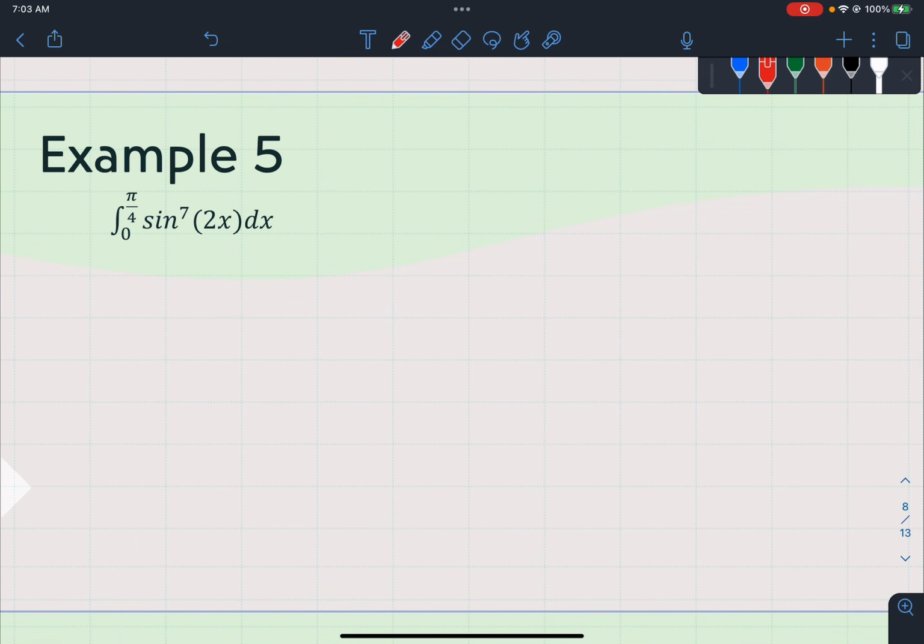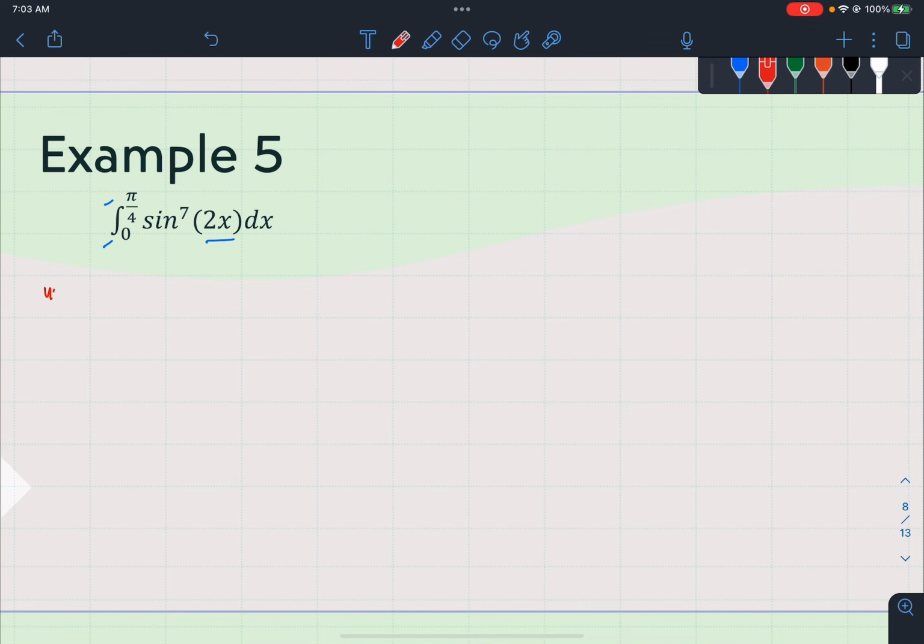Okay, so in cases like this one, the first thing that we can see here is that this is 2x, this is a double angle. And at the same time, the lower limit is 0, but the upper limit is pi all over 4. It's not pi all over 2. So what we do here is we transform. How do we transform limits? So we can transform limits.